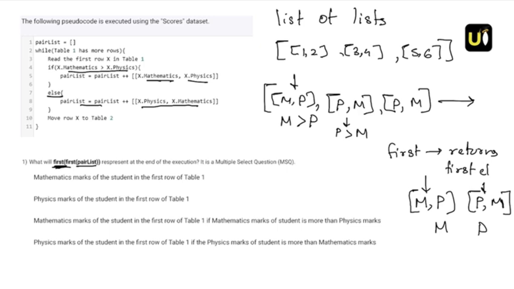Mathematics marks of student in the first row of table 1. What's table 1? Okay, table 1 is the initial table that we took here. Table 1 has more rows. So this is wrong. Physics marks of the student in the first row, not the first row. You have to see which student has greater marks in physics. And then mathematics of student in first row of table 1 if mathematics marks of student is more than physics marks. So this is correct because that is what we are checking. Physics marks of student in first row if the physics marks is greater than the mathematics marks. So this is also correct. In case the mathematics marks is greater, then we get maths as the option. And in case the physics marks is greater, we get physics as the option.